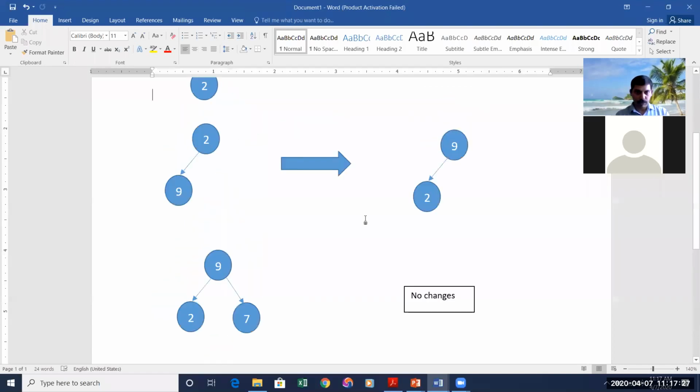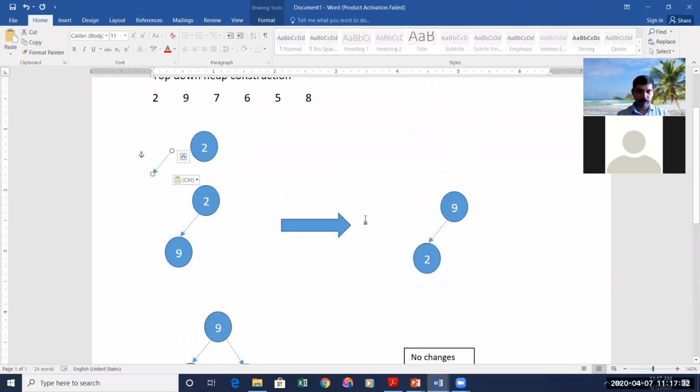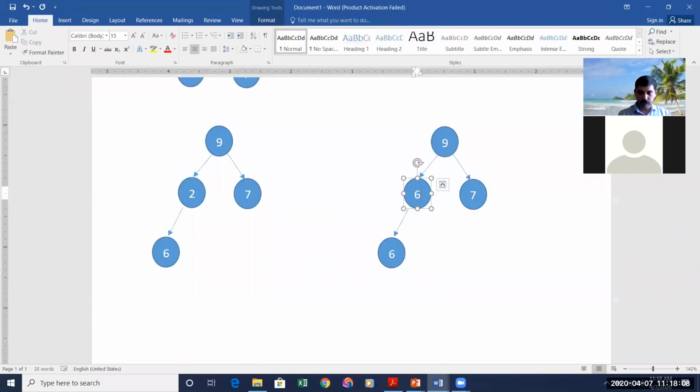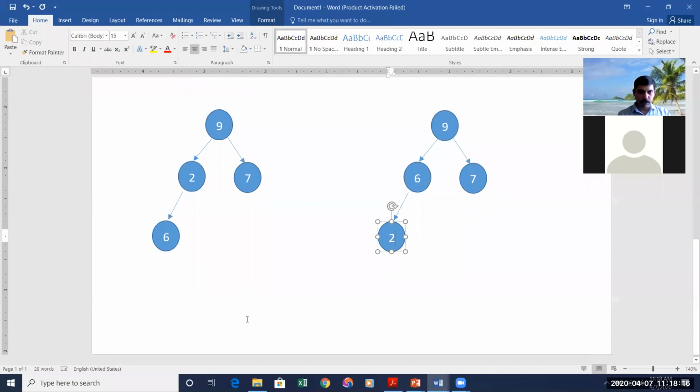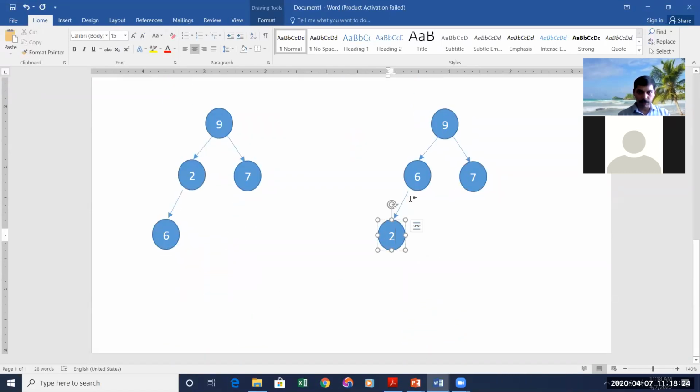So this is how, step by step in a top-down approach, you are doing this. I hope you understood this. So like this, you have to build the tree and you have to construct the heap. Comes 6 and here comes 2. Next, in the next step, what you're supposed to do, you have to take this tree and the next element is 5. So 5 should be made as the last leaf node.